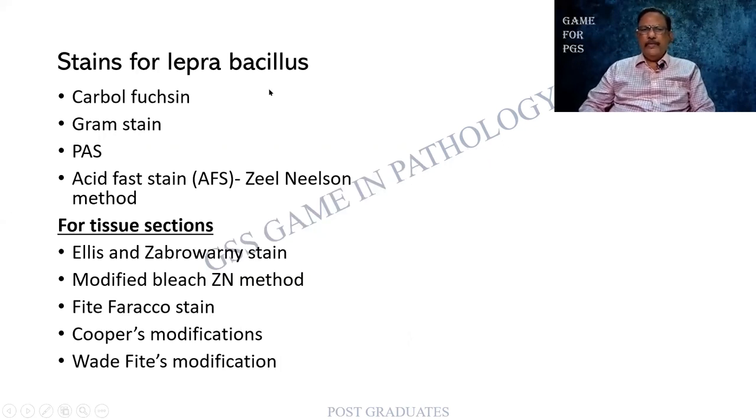Coming to the panel of stains for the leprosy bacillus, carbol fuchsin by itself was used, then Gram stain, PAS, and acid-fast stain. The Ziehl-Neelsen classical method used for tubercle bacilli was done for the leprosy bacillus also. Later on, for tissue sections, a lot of changes were brought about by Ellis and Zabarowny: the modified bleaching method of the Ziehl-Neelsen stain, the Fite-Faraco stain, as it is now classically called.